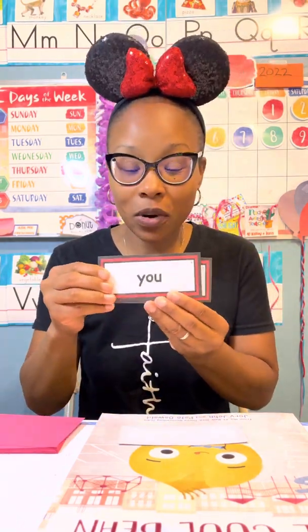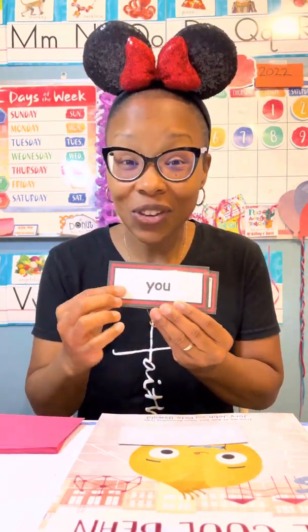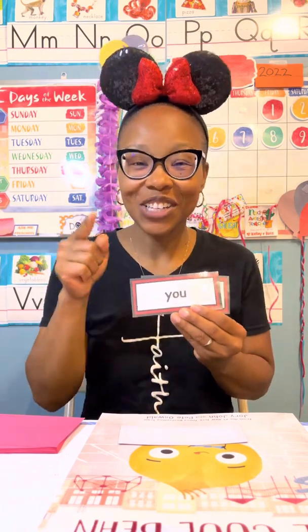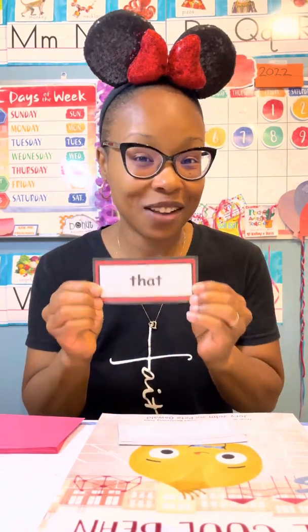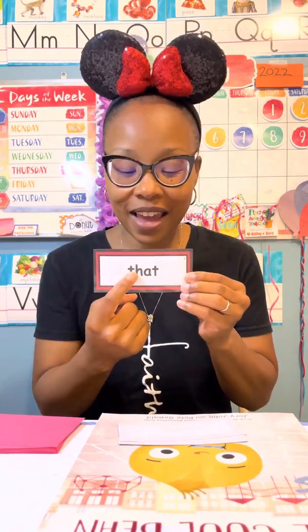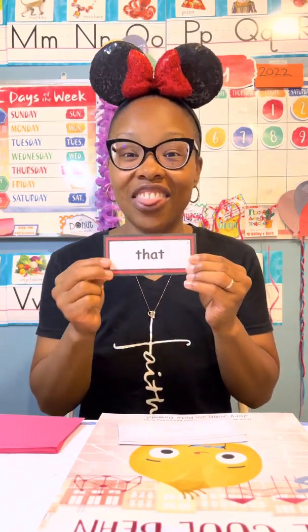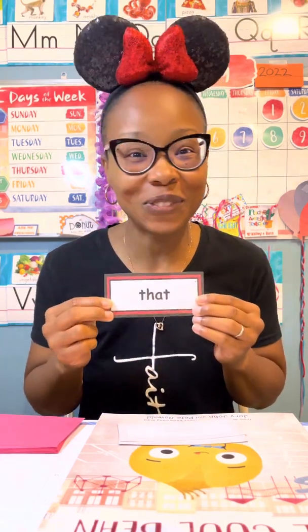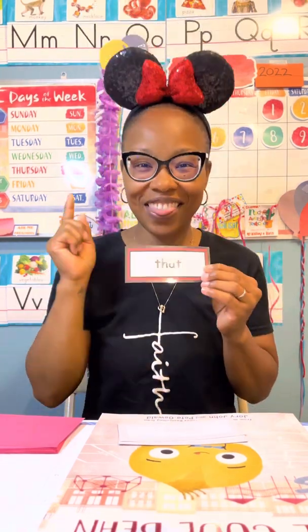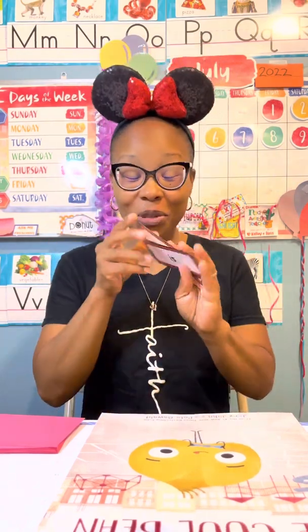The second sight word is you. You. I think you are great. You. And the third sight word today is that. That. That is a beautiful smile you're wearing. That. So we have 3 new sight words.